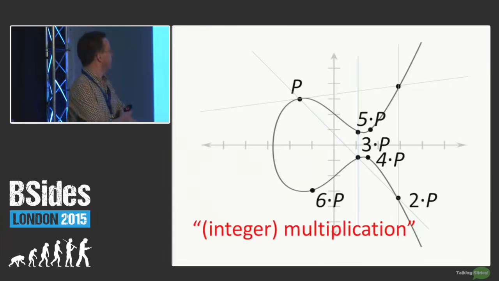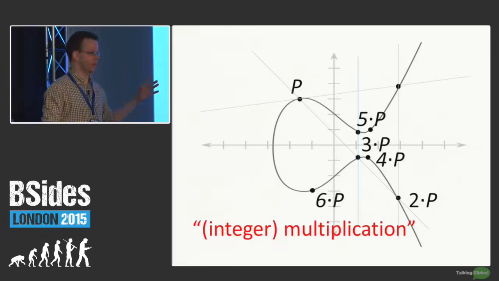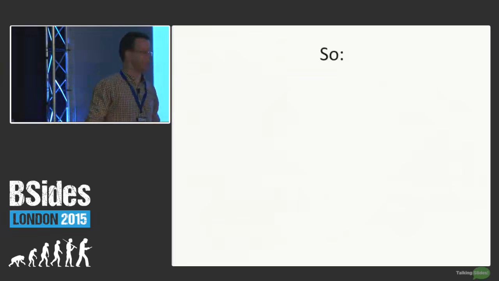This is called multiplication, or integer multiplication. You take a point and a number n, and you take n times that point, for whatever n is. And this is the algorithm. Computers can implement it, and computers are very good at that.